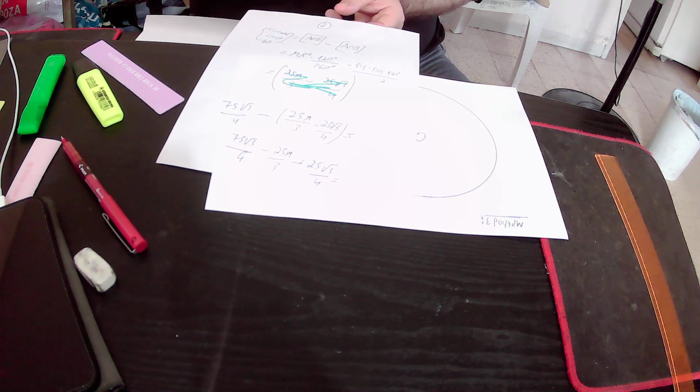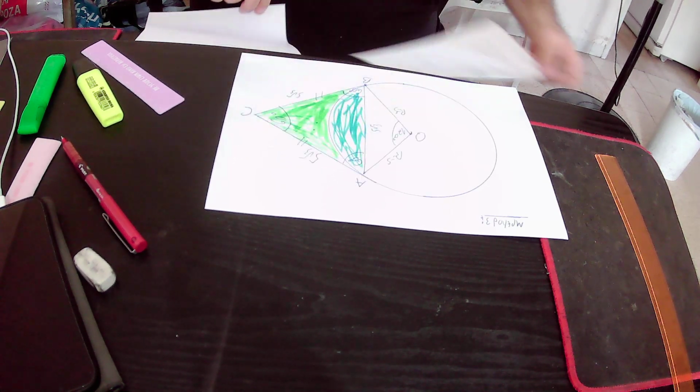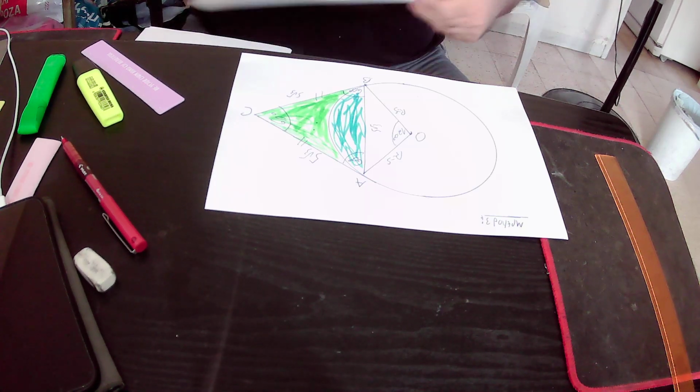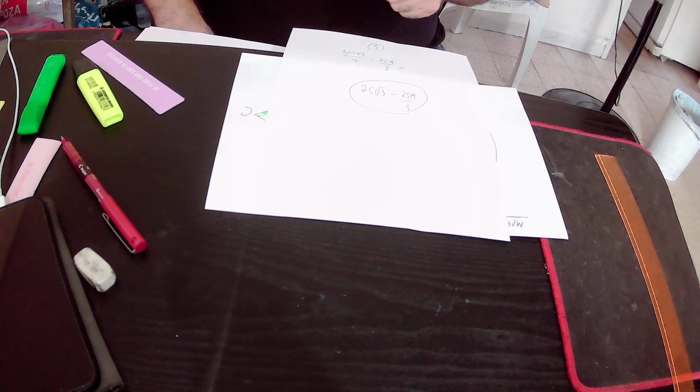Okay, so we found that the area of the green shape, as the first time, equals 25 times root 3 minus 25 pi over 3 square units.